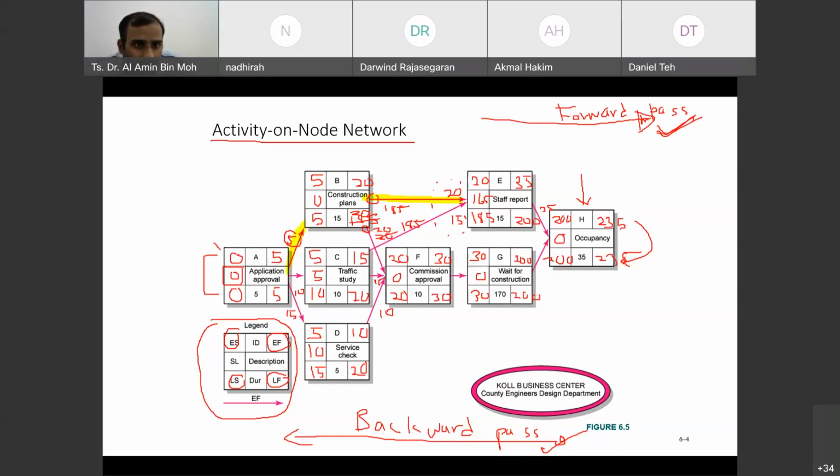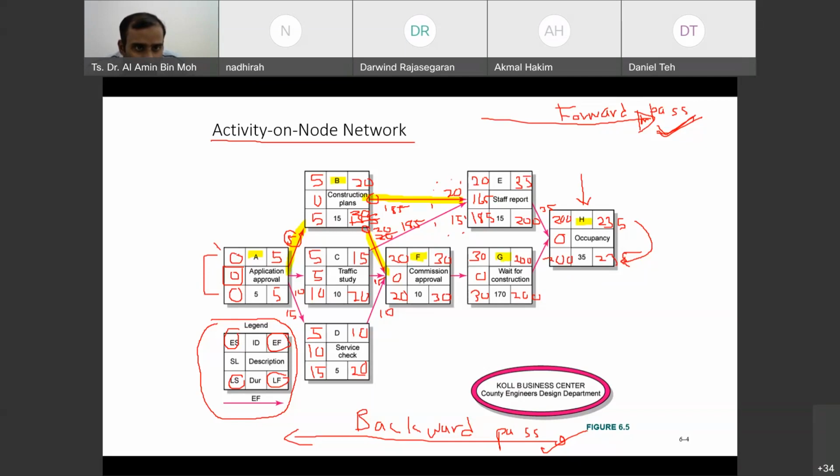Oh, so it's not here. So let me change. Okay. So it's A, B, F, G. Okay, F, G, and H. So usually you can highlight or you can just bold the arrow.